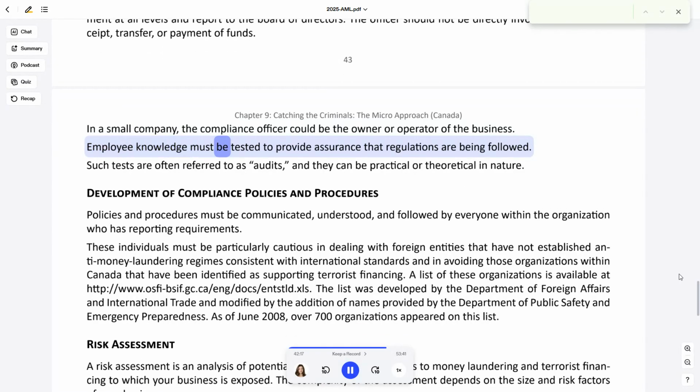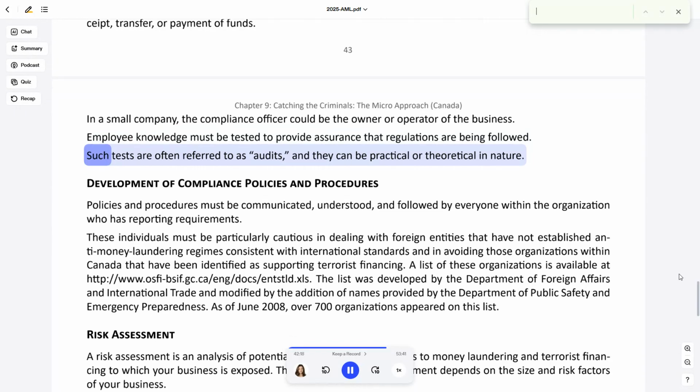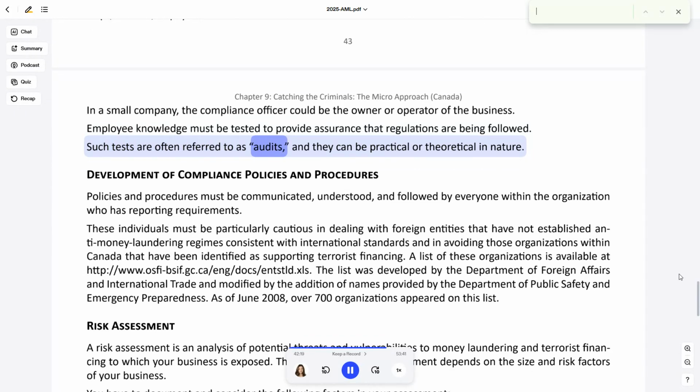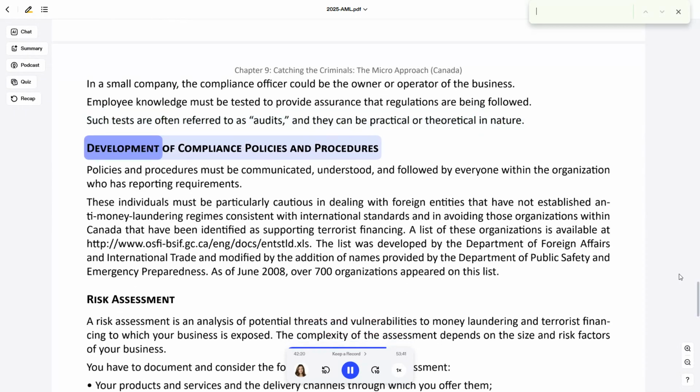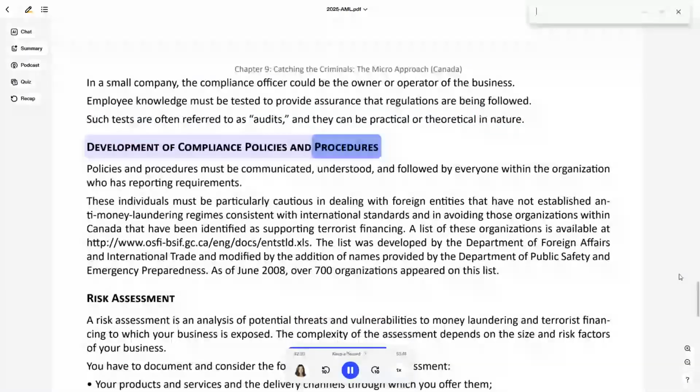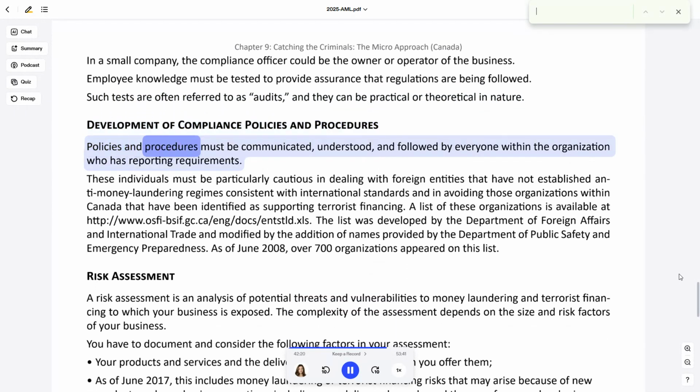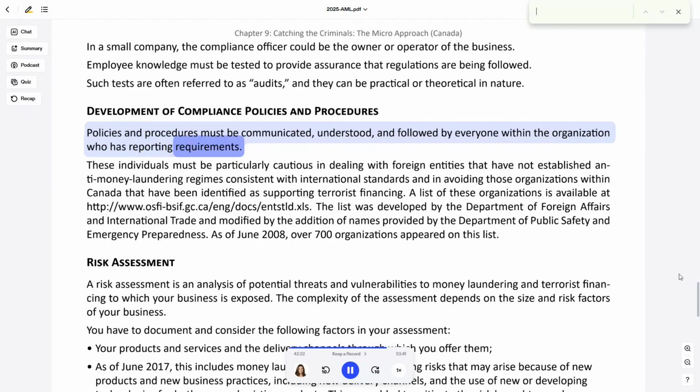Employee knowledge must be tested to provide assurance that regulations are being followed. Such tests are often referred to as audits, and they can be practical or theoretical in nature. Development of compliance policies and procedures. Policies and procedures must be communicated, understood, and followed by everyone within the organization who has reporting requirements.